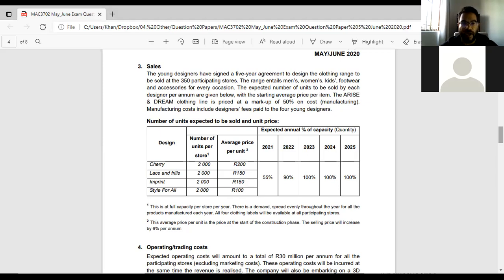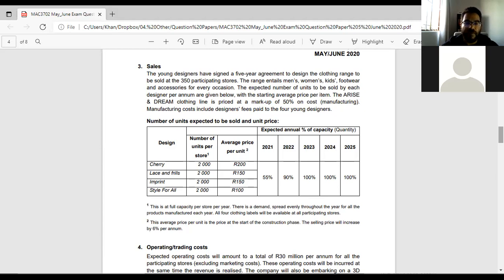We need to look at point 1 and point 2. Then they say expected annual capacity. 2021 is 55%. 2022 is 90%. 2023, 2024, 2025 are 100, 100, 100. So that is important to take note. Note number 1: this is at full capacity per store per year. So remember, it's per store per year, and there are 350 stores.